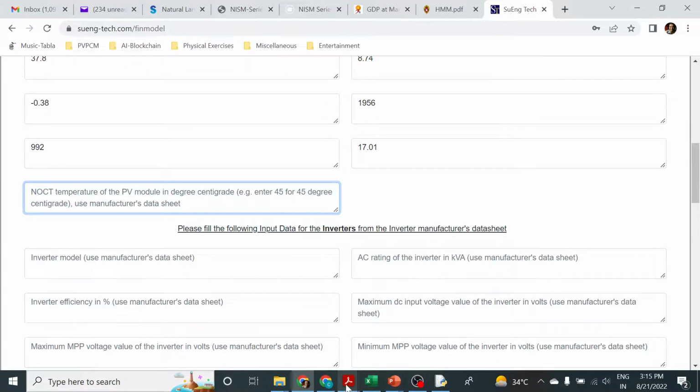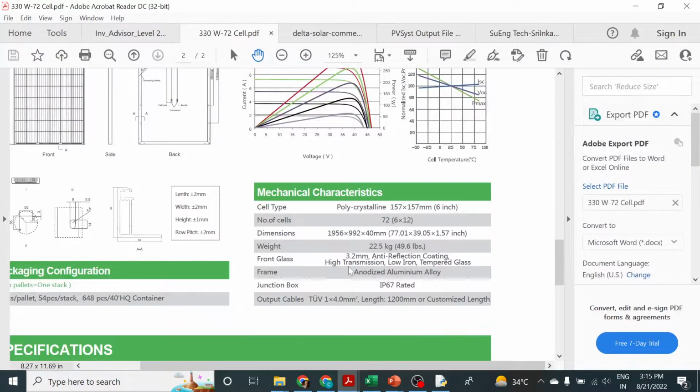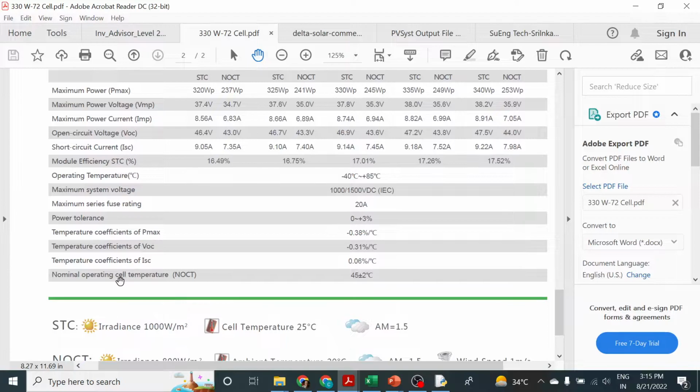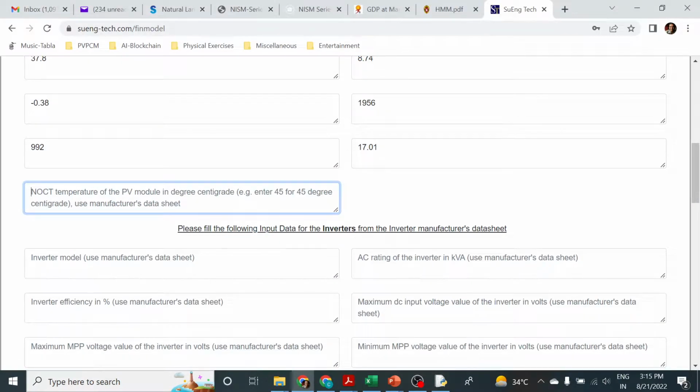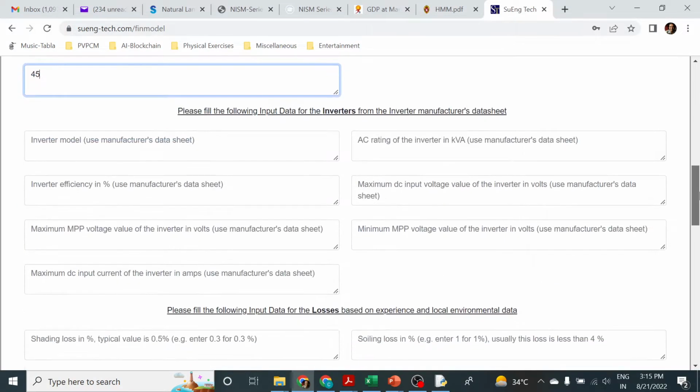Then NOCT temperature I can get from the module data sheet here. NOCT temperature is given, which is 45 plus minus 2 degree centigrade. So I enter 45 here. Now I have to input the data related to the inverter.